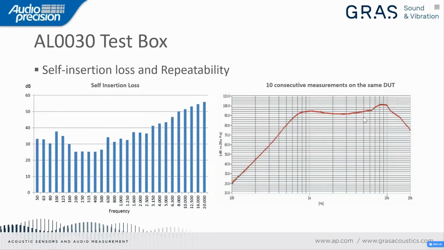The AL30 is basically built to provide a decent self-insertion loss so we can avoid the background noise in the room affecting the quality of our measurements. Here we can see the self-insertion loss for the AL30. I think it's important to talk about test boxes for this webinar. We did mention before some standards that today provide great recommendations for test setups for laptops and tablets. However, these standards don't provide a quick and easy method for testing, or a method that is adequate for production line testing.